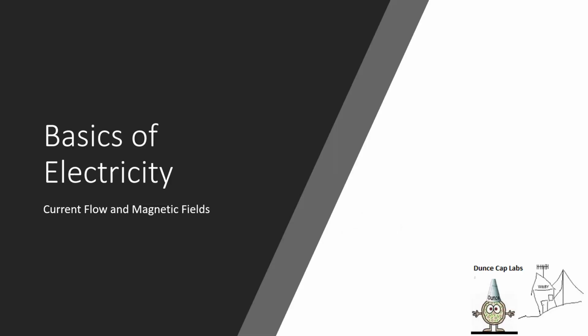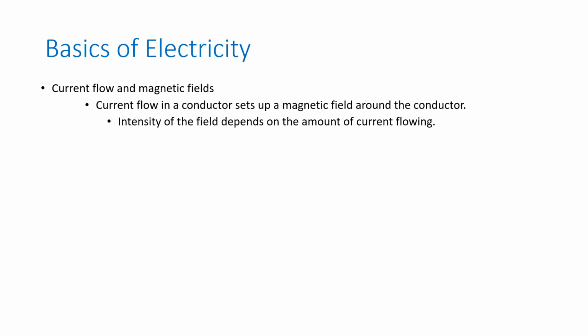So, current flow and magnetic fields. Anywhere you have a voltage, you have an electric field. But the only way you will have a magnetic field is if there is current flowing. So the current flow in the conductor, which we usually assume to be a wire, will set up a magnetic field around that conductor. The intensity of this field, how far out from the conductor the field exists, are dependent upon the amount of current flowing.